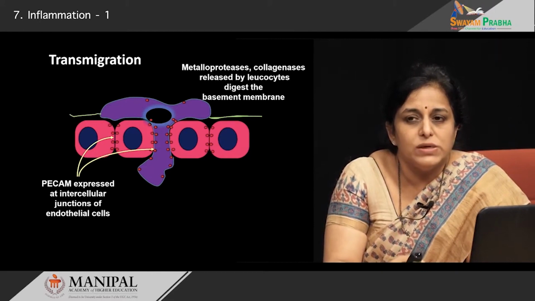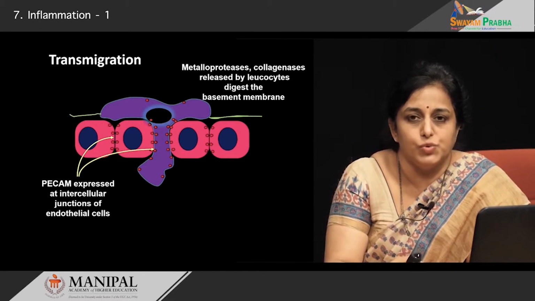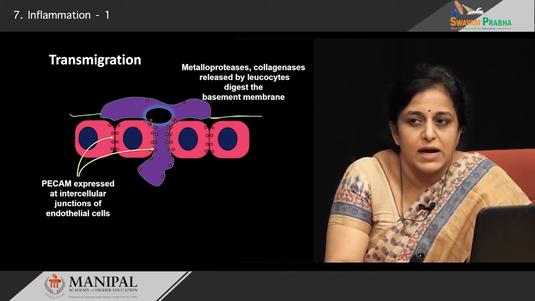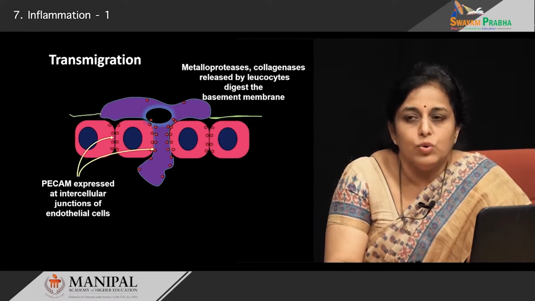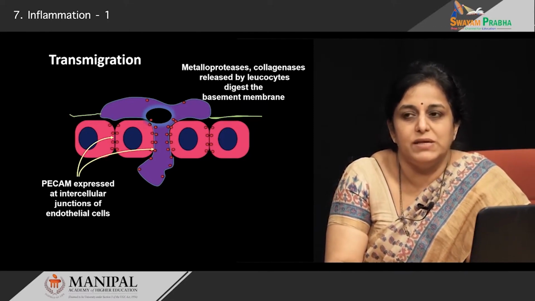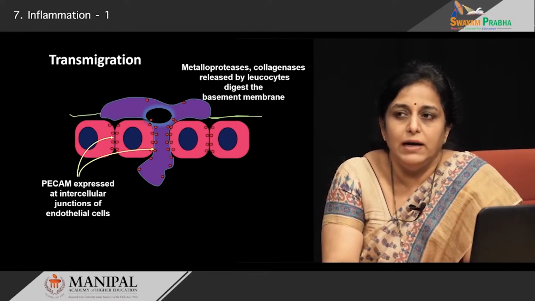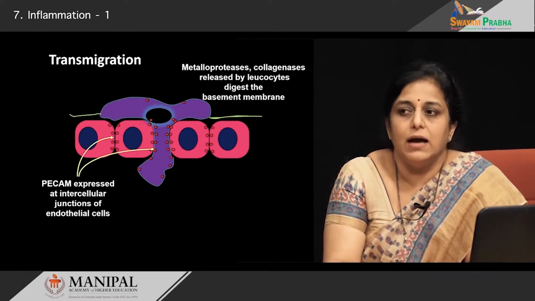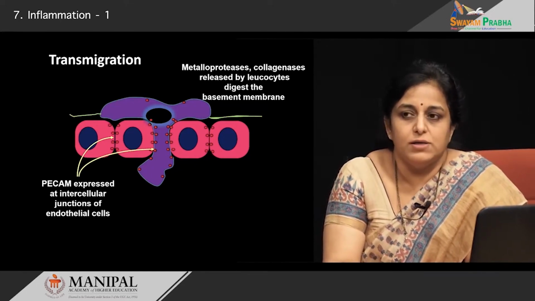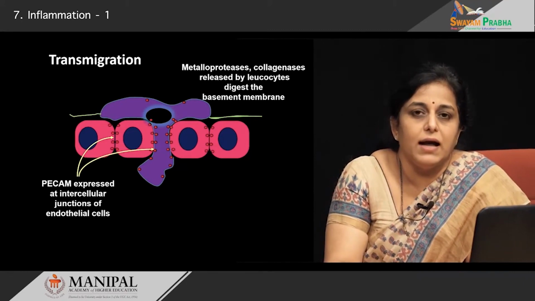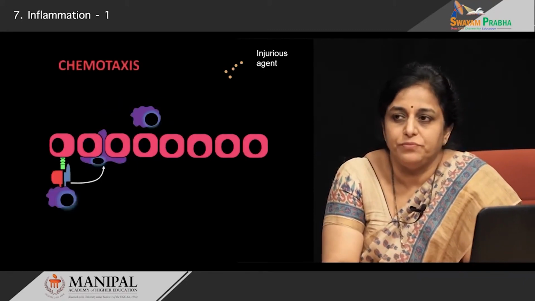Now the blood vessels are surrounded by tough tissues, the basement membrane, and the extracellular tissues are very tough and have a lot of collagen. They resist the movement of leukocytes through them. The leukocytes are able to digest this basement membrane and the extracellular tissue by producing certain enzymes, which are importantly metalloproteinases, collagenases, etc. So they digest the basement membrane and the extracellular tissue.